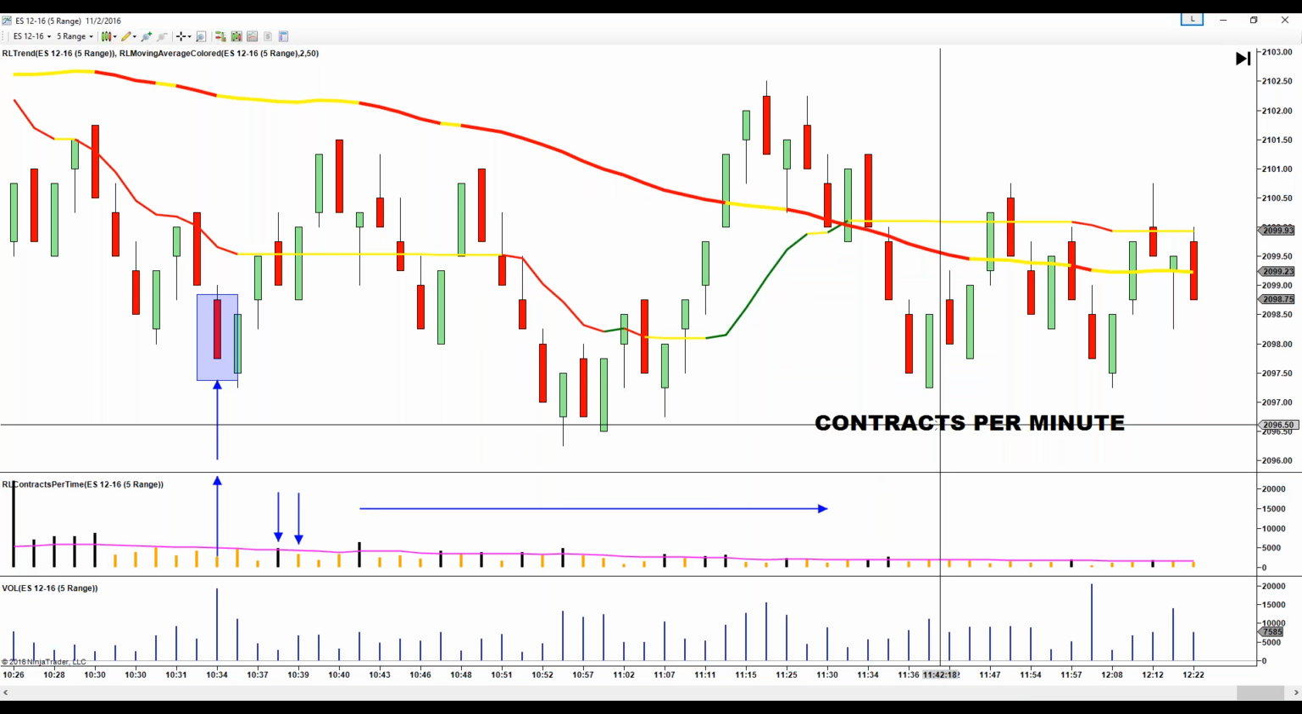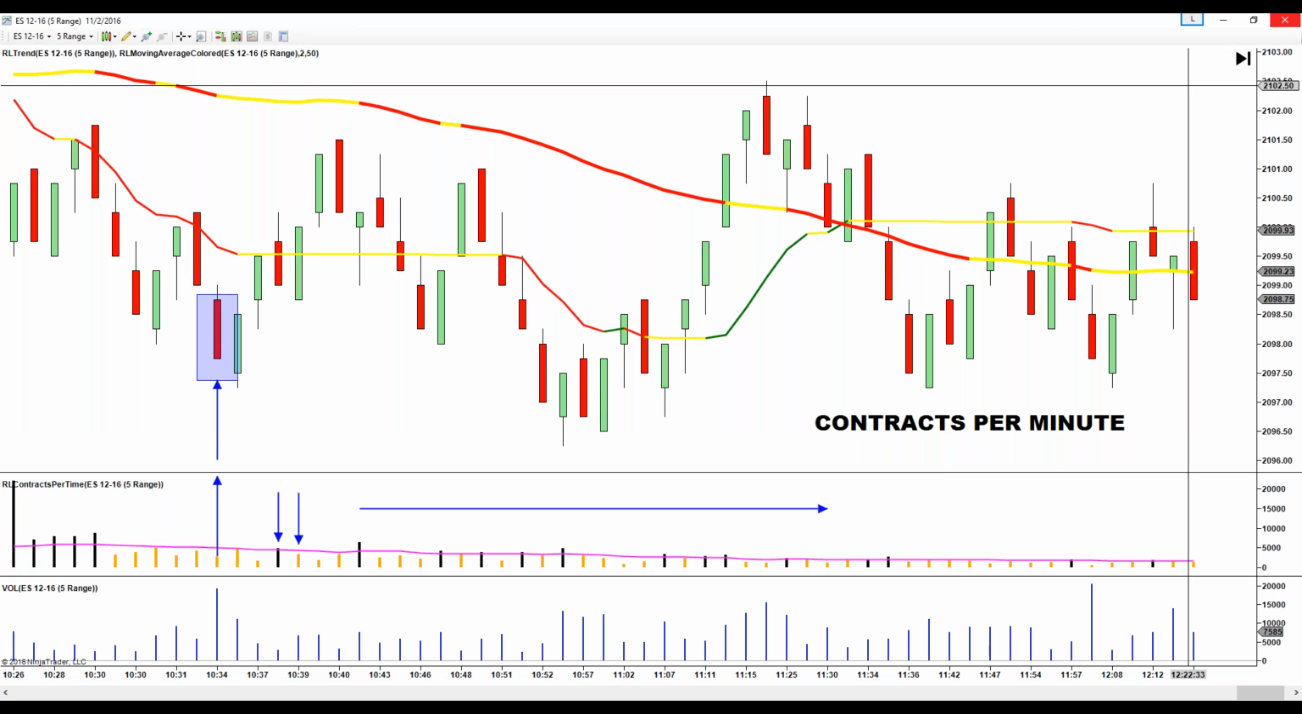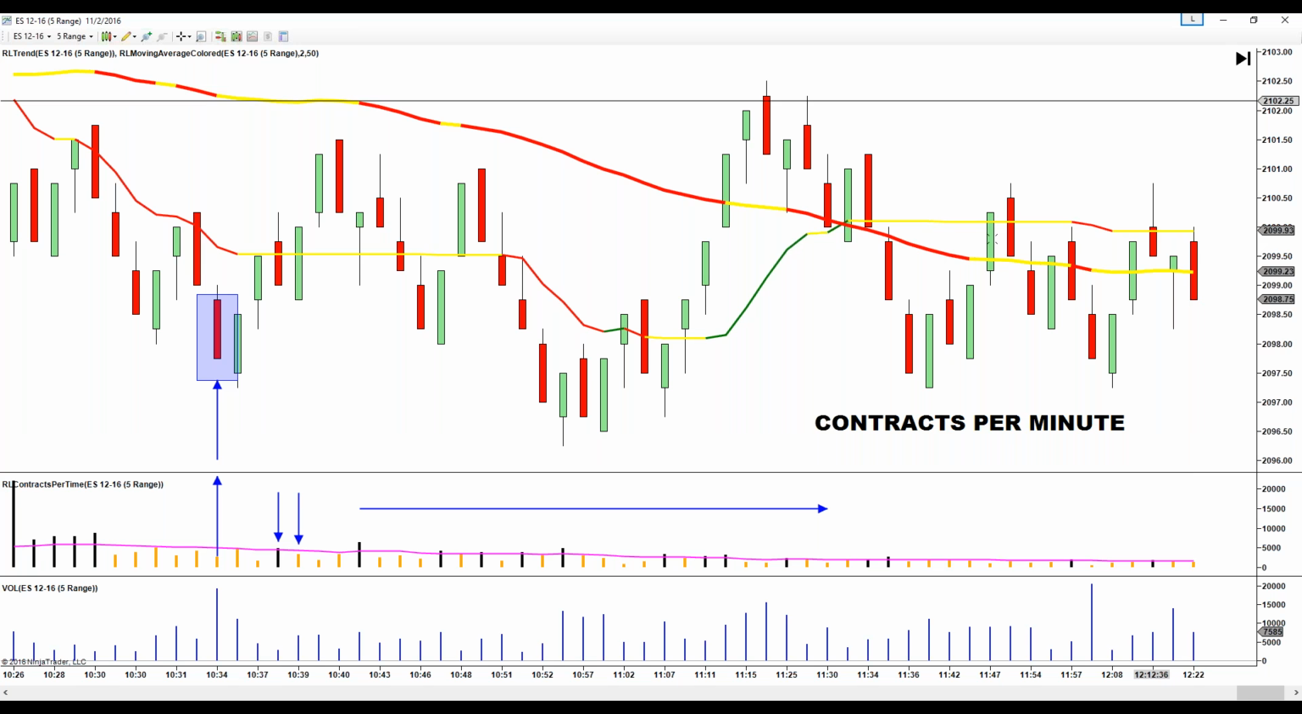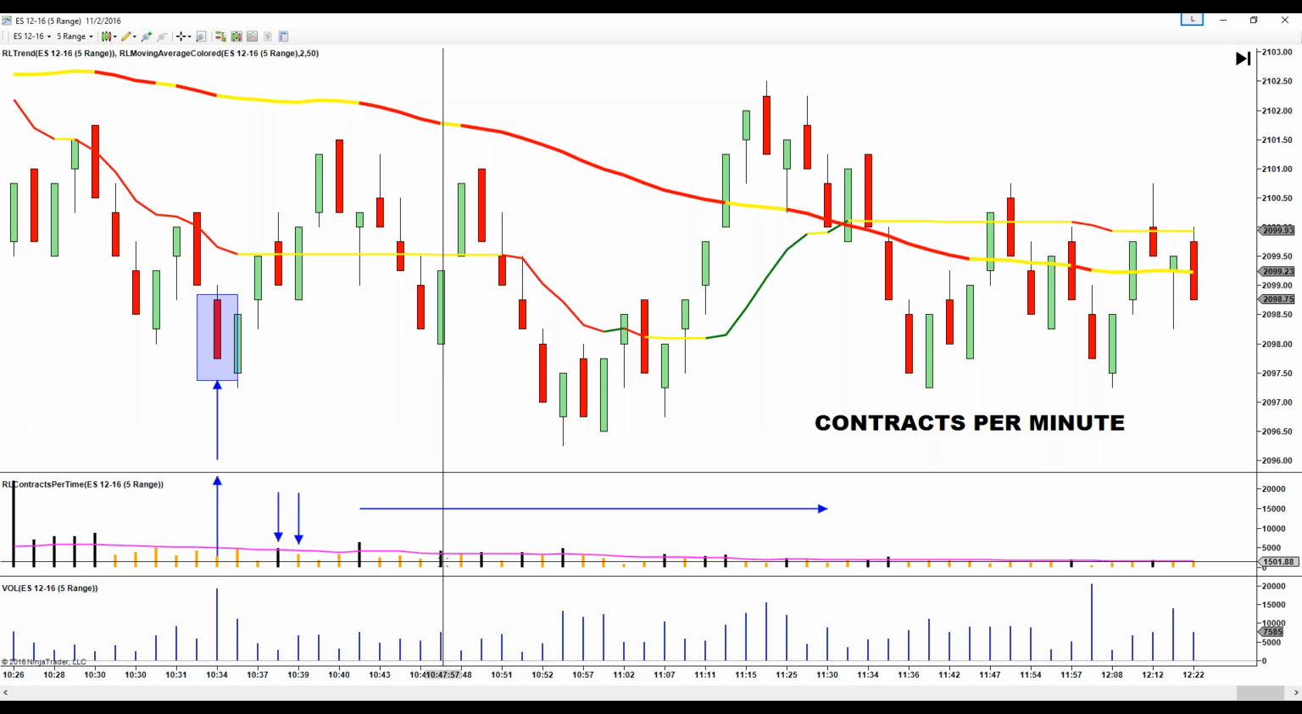And you're going to get used to the instrument you're trading. If you're trading the E-mini S&P, you're going to want a minimum of 2,000 contracts crossing per minute. You'd love to see more. When you start getting down to 1,500 and 1,000 contracts per minute, you know you're in a very low volume environment and you can read it right off the indicator.